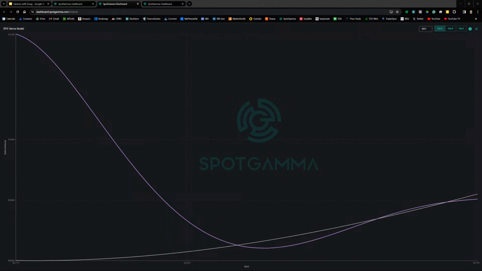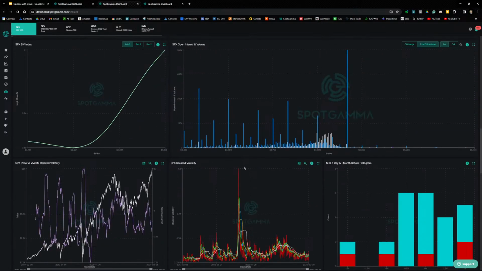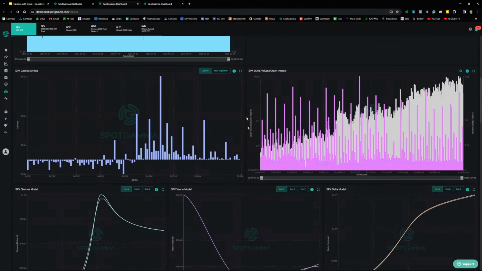All right, so the Vanna model paints a little bit different picture than the gamma notional at the beginning of the day, looking more negative, and that's really confirmed by SPX trading up and down around the volatility trigger today. And let's take a look at one other chart. This is the combo strikes.